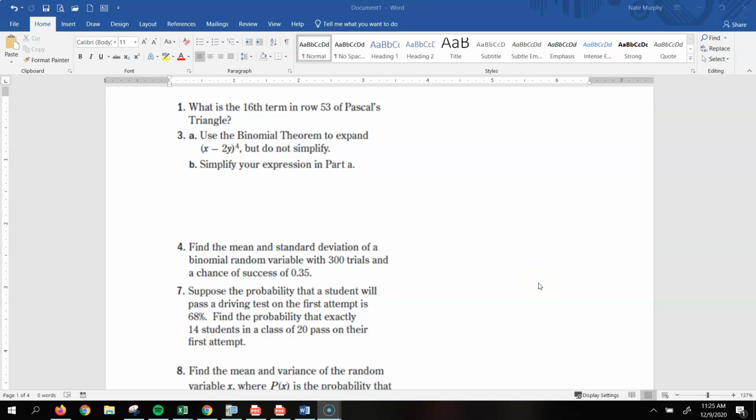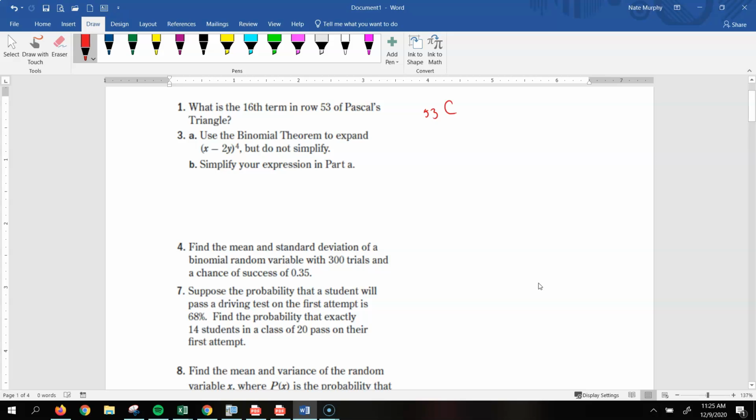All right, let's look at this first question. Number 1 says, what is the 16th term in row 53 of Pascal's triangle? So remember with that, it's just going to be 53 choose, and the fact that it's the 16th term means we use one less than that.